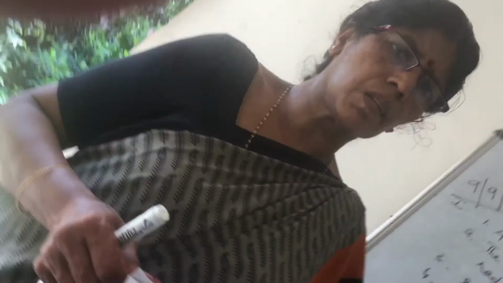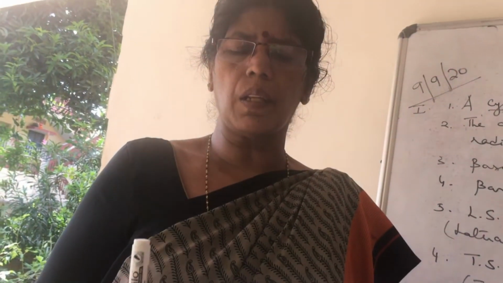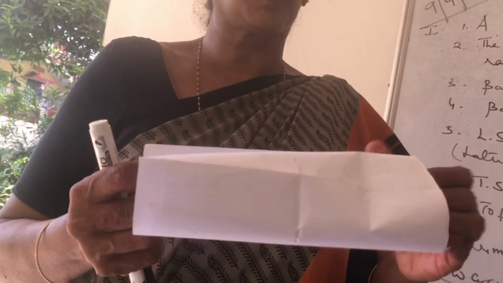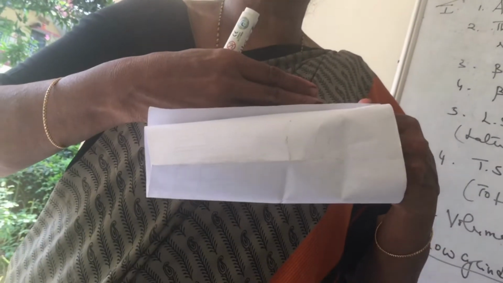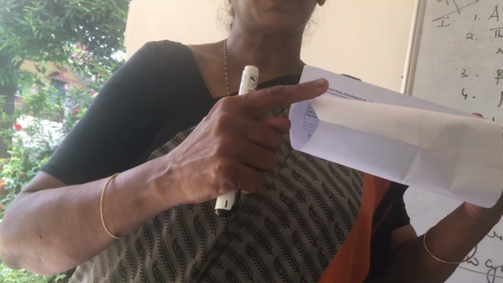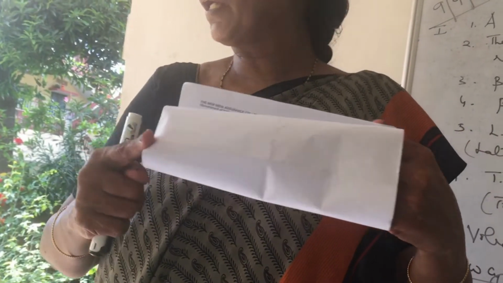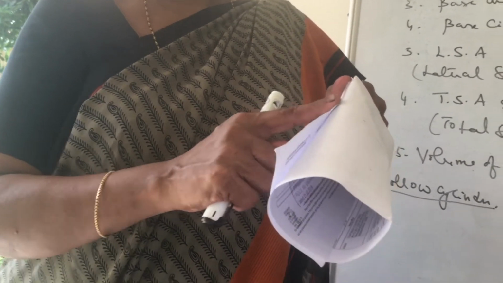A cylinder is a solid with two circular ends. These are the two circular ends. One is the base, the other is the top, and this area is called the lateral surface area or curved surface area. What area, children? Lateral surface area or curved surface area. The length of the rectangle became what, children? It became the perimeter of the circular base, 2 pi r units, and the breadth of the rectangle became the height of the cylinder.